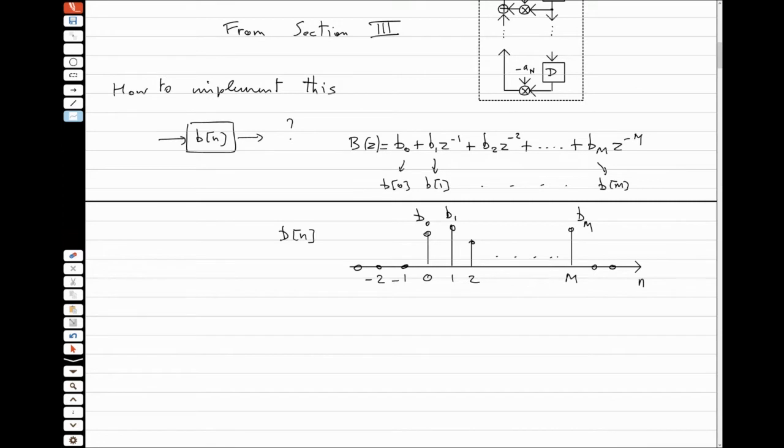Impulse system? No, I didn't say impulse system. I said I want the LTI system of impulse response b of n like that. How do you implement this system? Yes, everybody sees that? FIR system. So here's the FIR system. I'm going to copy it.